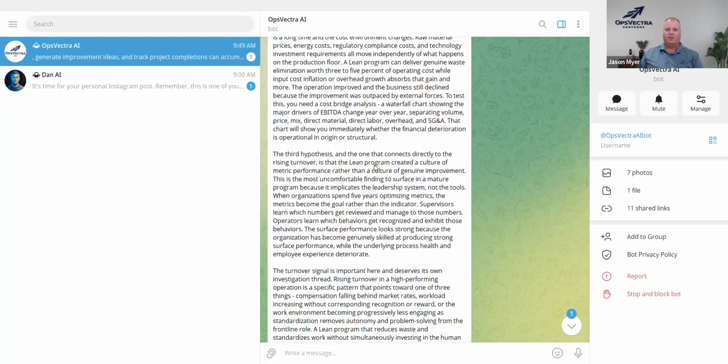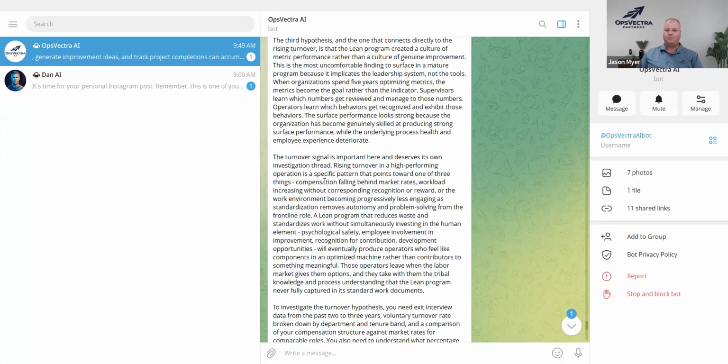Third hypothesis, and the one that connects directly to the rising turnover, is that the lean program created a culture of metric performance rather than a culture of genuine improvement. So, supervisors learn which numbers get reviewed and managed to those numbers. Operators learn which behaviors get recognized and exhibit those behaviors. So that's a look at the people side of it and the cultural side of it.